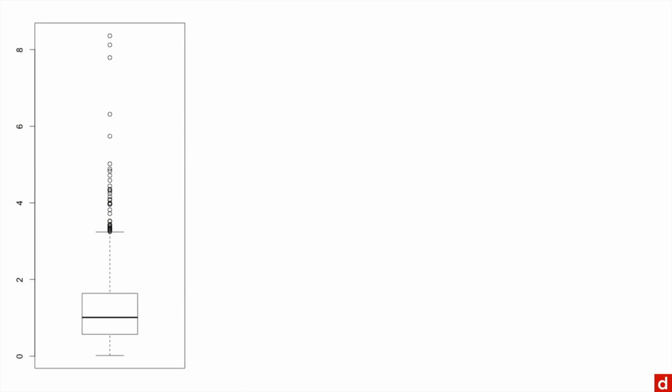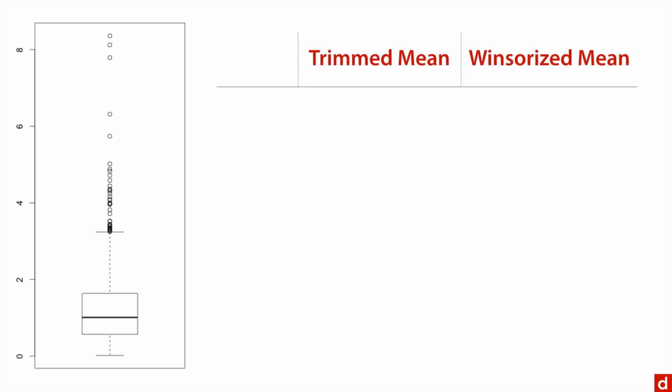This is a very skewed distribution I created. The median, which is the dark line there in the box, is right around 1. And I'm going to look at two different kinds of robust statistics, the trimmed mean and the Windsorized mean. With the trimmed mean, you take a certain percentage of the data from the top and the bottom, you just throw it away and you compute the mean for the rest. With the Windsorized, you take those and then you move those scores into the highest non-outlying score.